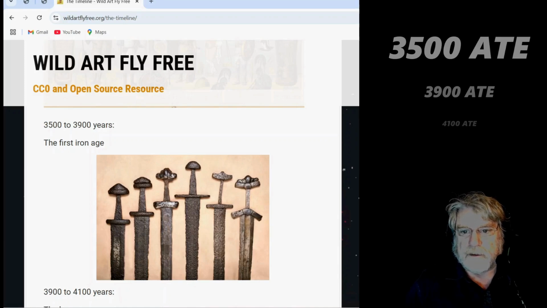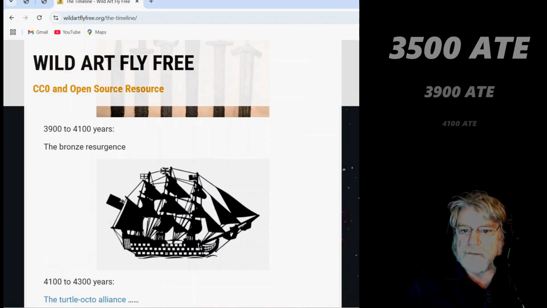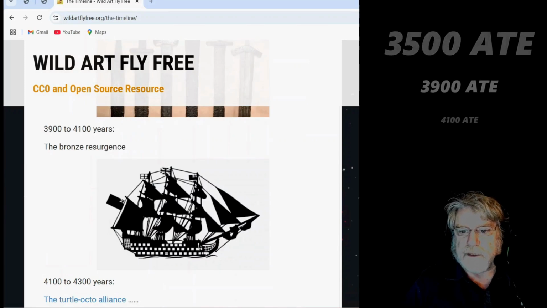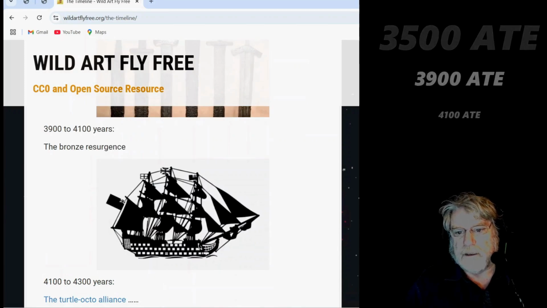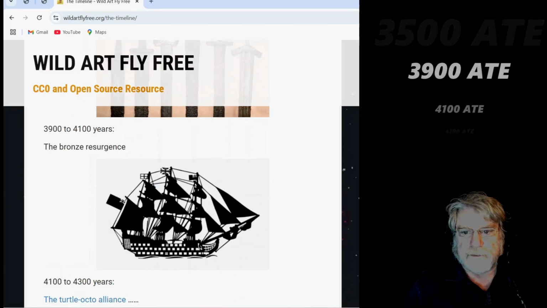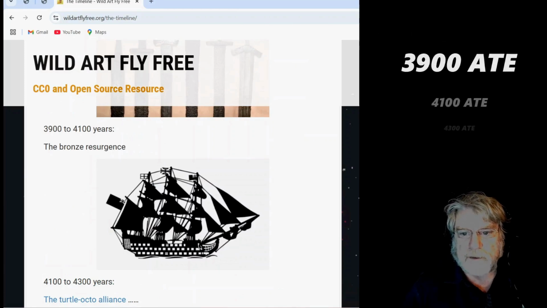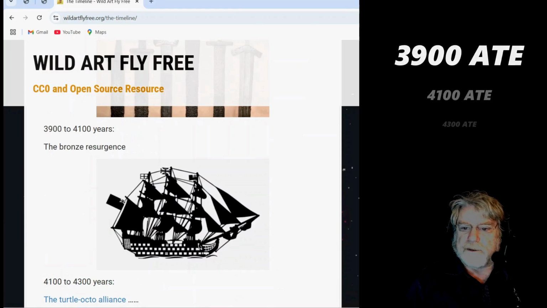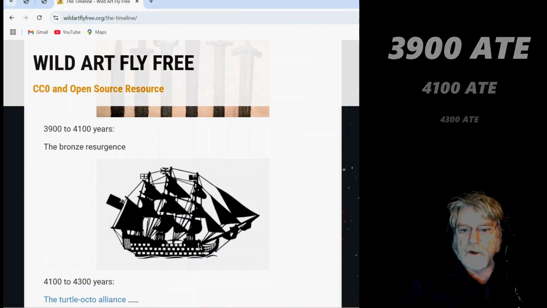And that would have come to an end around 3,900 years TE, ATE, after the event. 3,900 to 4,100 years after the event, the Bronze Resurgence. So apparently we got rid of the Iron Age and brought back bronze.